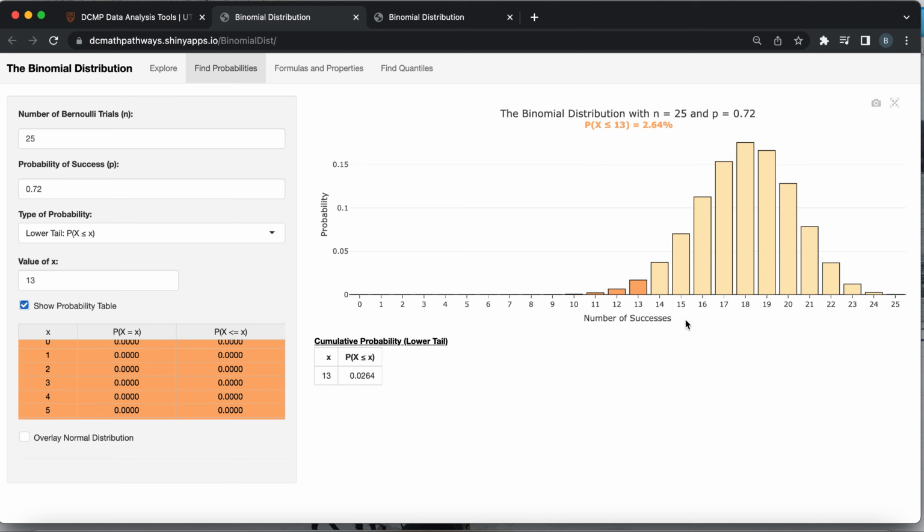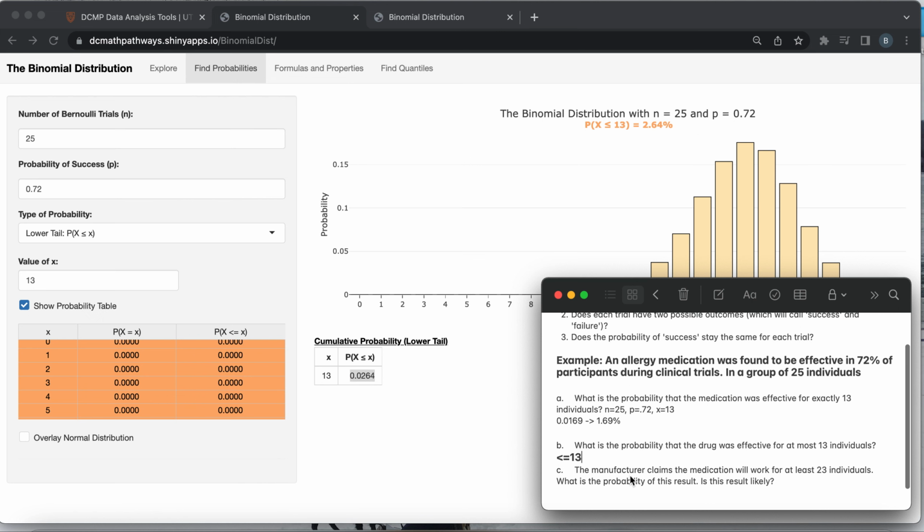And you can see there's spaces between these because these ones can only be whole numbers. So you couldn't have 12 and a half people who had allergies, because that doesn't make sense. So it has to be exactly 12 or exactly 13 who the allergy medication was effective for. So this will be our answer. Which again, if we want it in percent form, 2.64%.